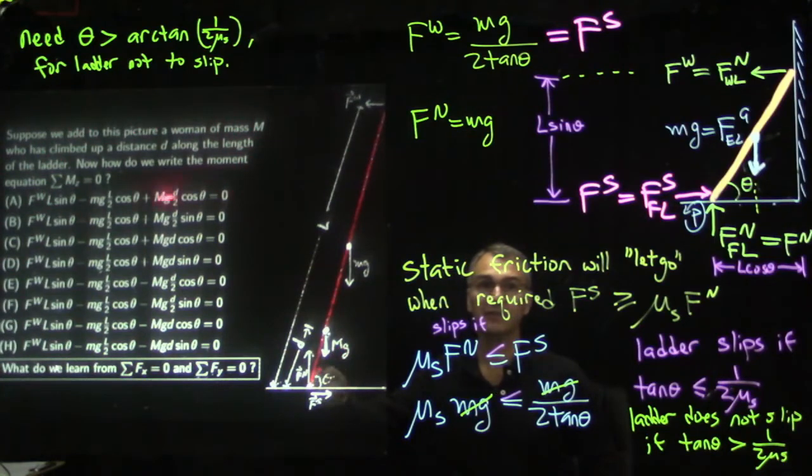Meanwhile, let's add a little embellishment. Suppose we add to this picture a person of mass m who has climbed up a distance d from the bottom along the length of the ladder. Let's see if that changes where the ladder slips. Or maybe we can see for a given angle that the ladder is positioned at, maybe we'll see that the higher up she climbs, the more likely the ladder is to slip out. So let's update our extended free body diagram and see how to write the torque equation for this case.